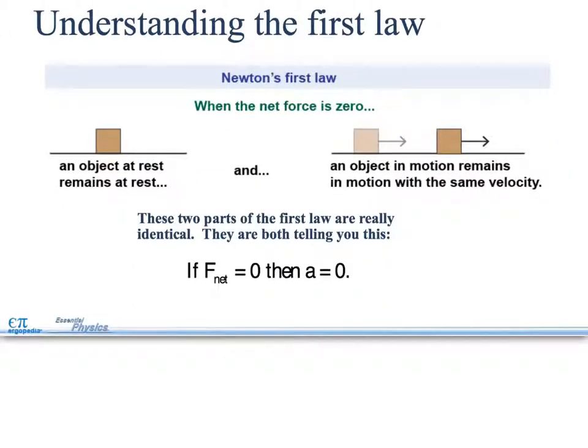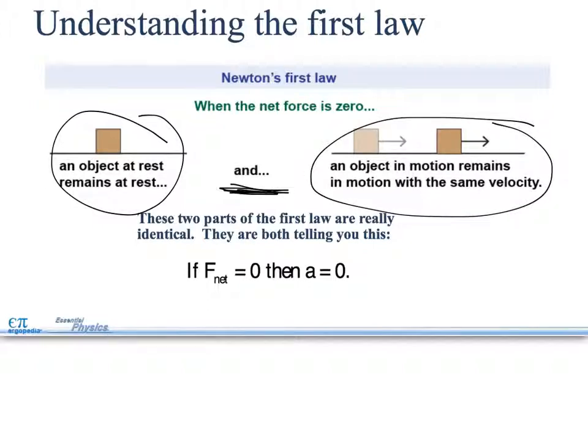So, understanding the first law: when the net force is zero, an object at rest will remain at rest, and it's got to have both, an object in motion remains in motion with the same speed. These two parts work, so if the net force is equal to zero, then the acceleration equals zero. This might be the most important part of all of this for you to remember. We're going to talk more about this in class, about net forces and accelerations, when we get back next week.